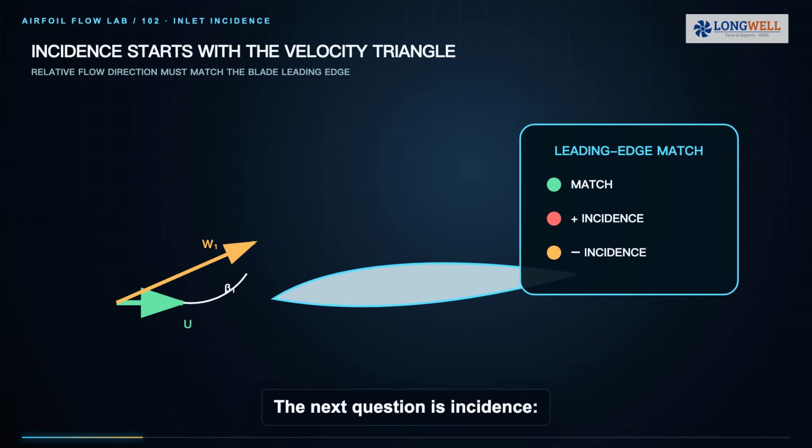The next question is incidence. How does the relative inlet flow meet the leading edge? When the inlet velocity triangle matches the blade angle, the flow approaches the rounded nose smoothly. A mismatch creates positive or negative incidence, concentrating loss before the air has crossed most of the blade.